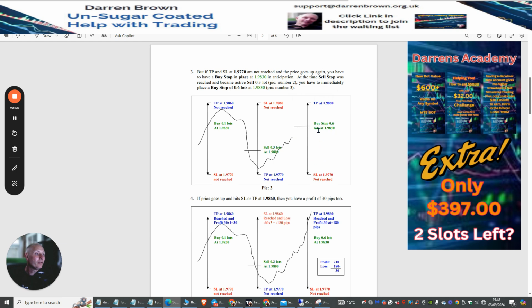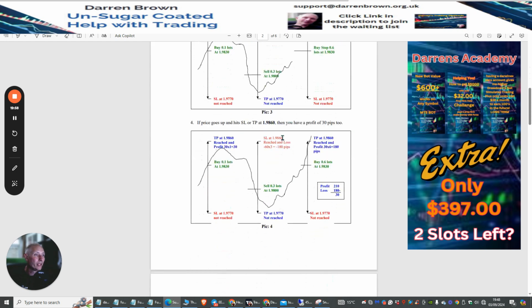However, it's reverted itself, it's going back up. So what you do is you've doubled your hedging bet, if you like, by buy stop at 0.6 lots at 1.9830, and then you have your stop loss again, which is pretty much the same as what you would have had when you placed your first buy trade. Okay, and you notice that the stop loss is the same on your sell trade. Okay, so these are your support and resistance lines.